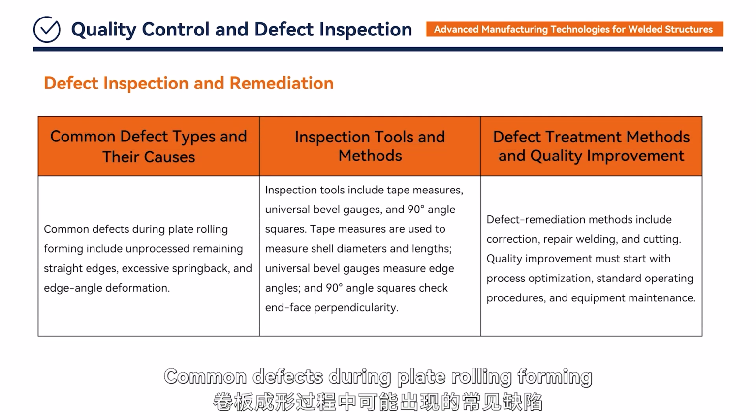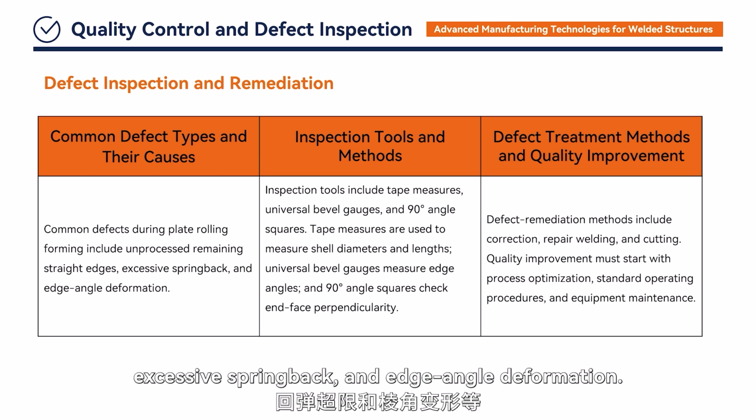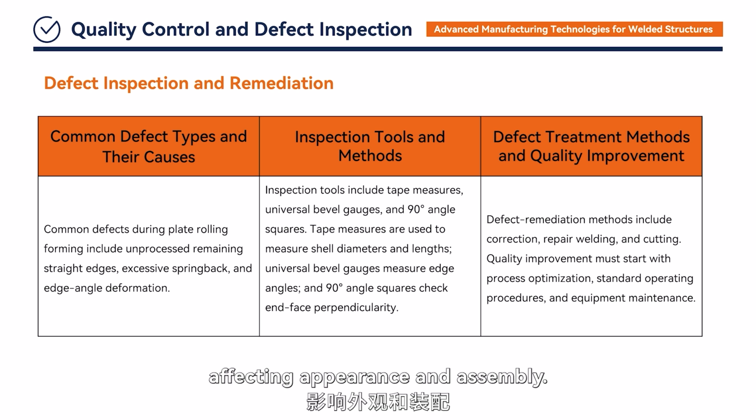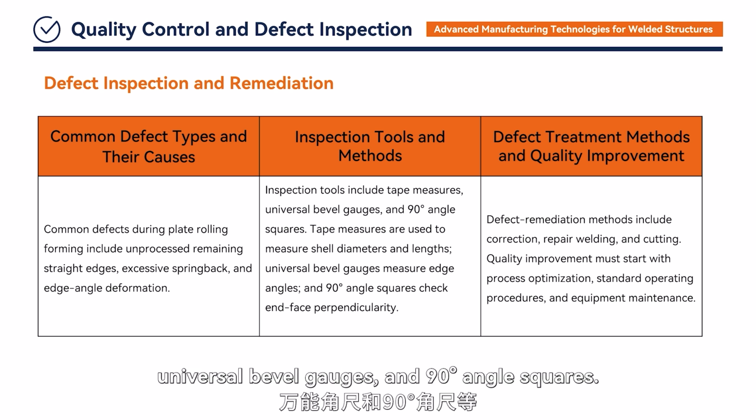Common defects during plate rolling forming include unprocessed remaining straight edges, excessive springback, and edge angle deformation. Unprocessed straight edges can lead to uneven shell ends, affecting appearance and assembly. Inspection tools include tape measures, universal bevel gauges, and 90 degrees angle squares.